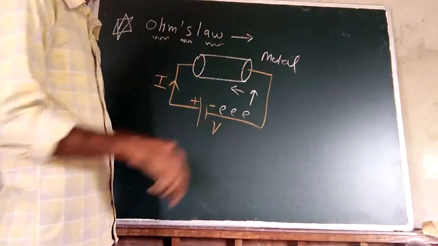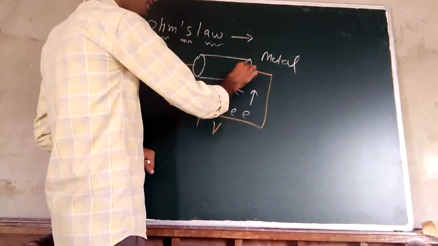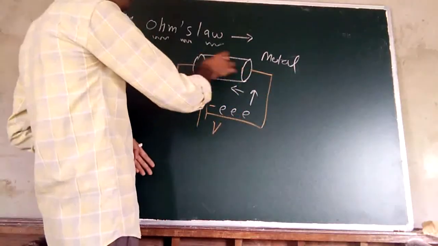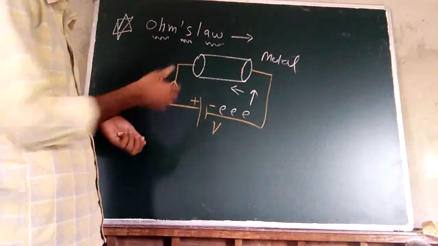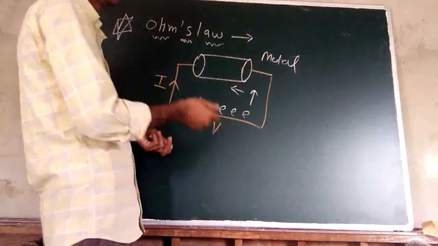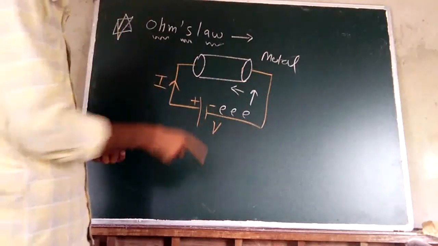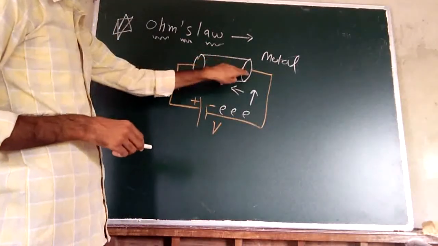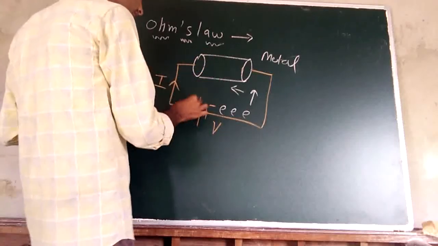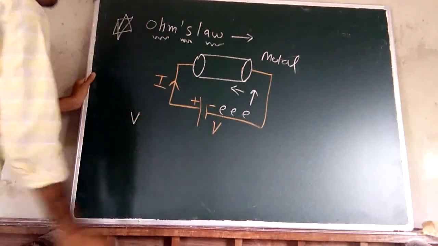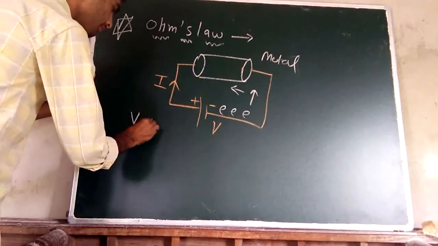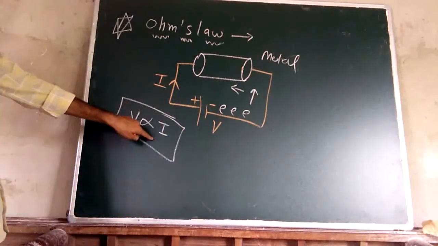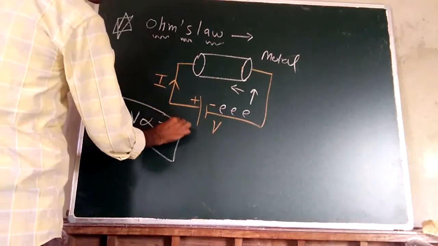Charge flows when there is a difference in potential. If the potential of both ends is the same, then there is no flow of charge. So current is zero when charge is static. Charge flows when there is a potential difference between both ends. If the potential difference between both ends of the conductor is V, then this V is directly proportional to the current flowing through this conductor. This is also known as Ohm's law. V is proportional to I.